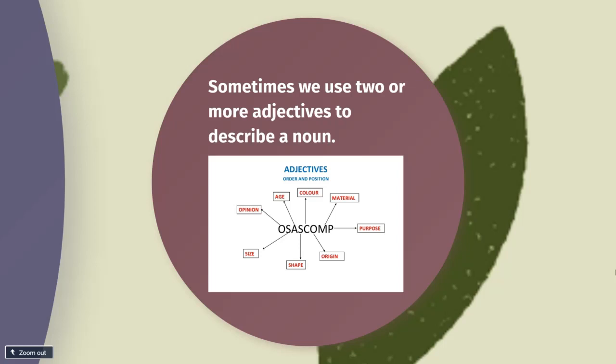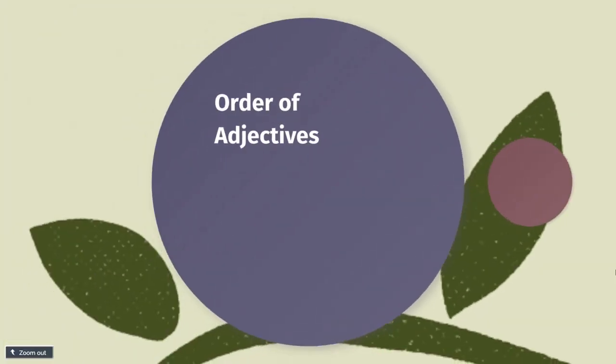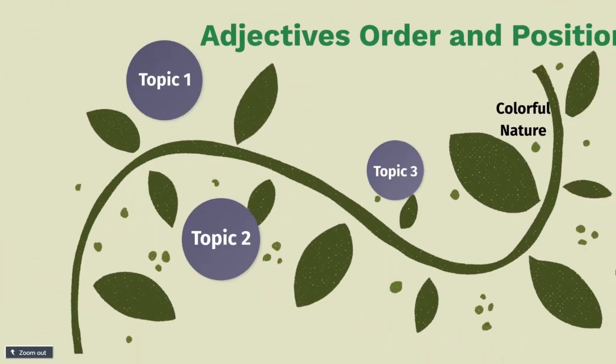Now later in this chapter, in chapter number 3, we learned that sometimes we use more than two adjectives, or else we can also use one adjective. But the moment we start using two or more adjectives to describe a noun, we have to follow a certain pattern. If you remember, I gave you a web named OSAS.com, in which there were different headings, right? I told you to make it in your notebook. So we learnt about this in step 1.